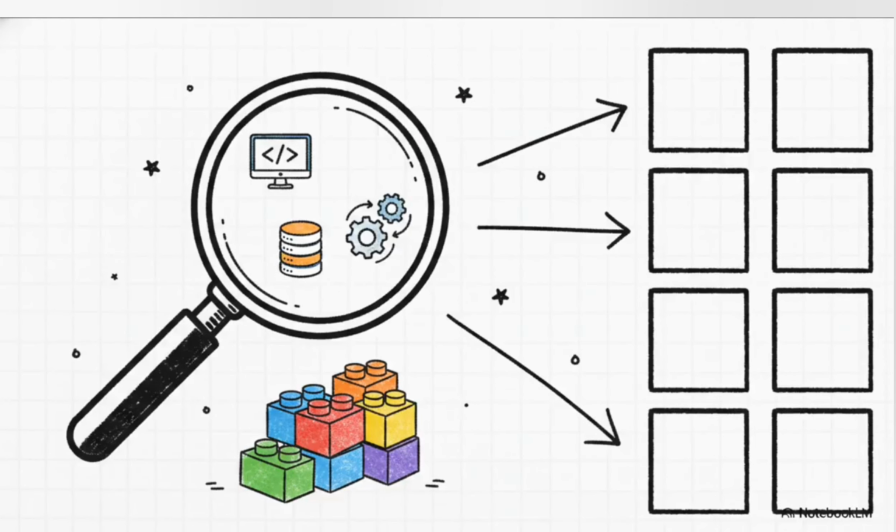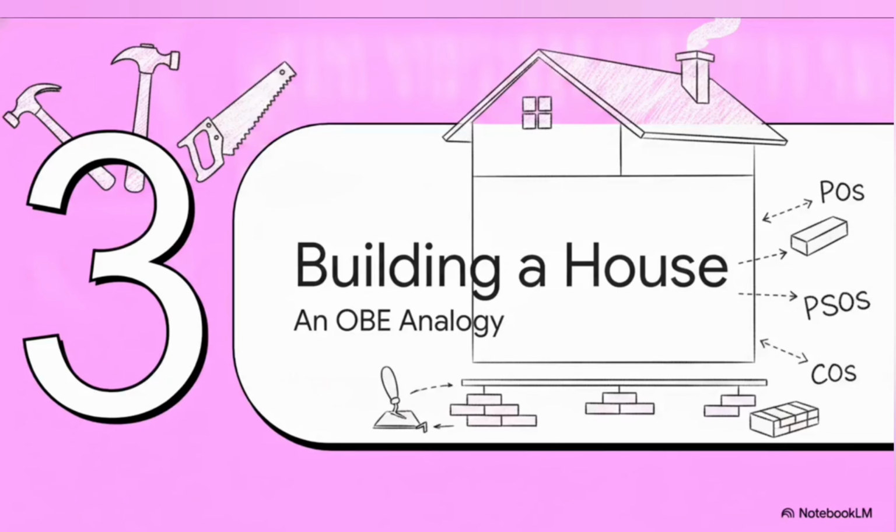And finally, we zoom all the way into the micro level, course outcomes, or COs. Every single subject has its own COs. These are the highly granular, measurable abilities that students are gaining on the ground every single week. Take this Java programming lab as an example. CO1 is develop Java programs using classes and methods. CO3 is implement multi-threading. CO5 is develop database apps using JDBC. See how specific that is? These are the actual day-to-day building blocks happening right inside the classroom. Section 3, building a house, an analogy.